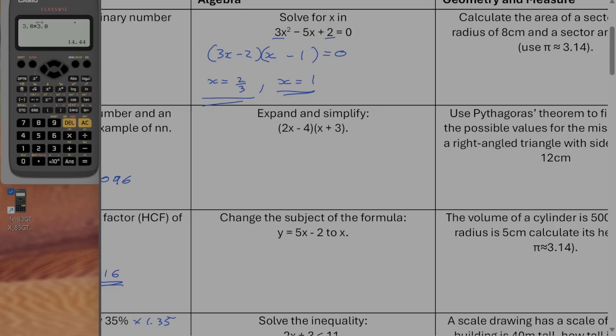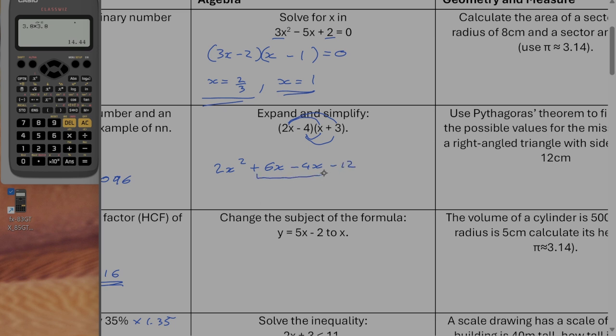Right, expand and simplify. So expand first. So 2x times by x would give us 2x squared. 2x times by plus 3 would give us plus 6x. Minus 4 times by x would give us minus 4x. And then minus 4 times by 3 would give us minus 12.